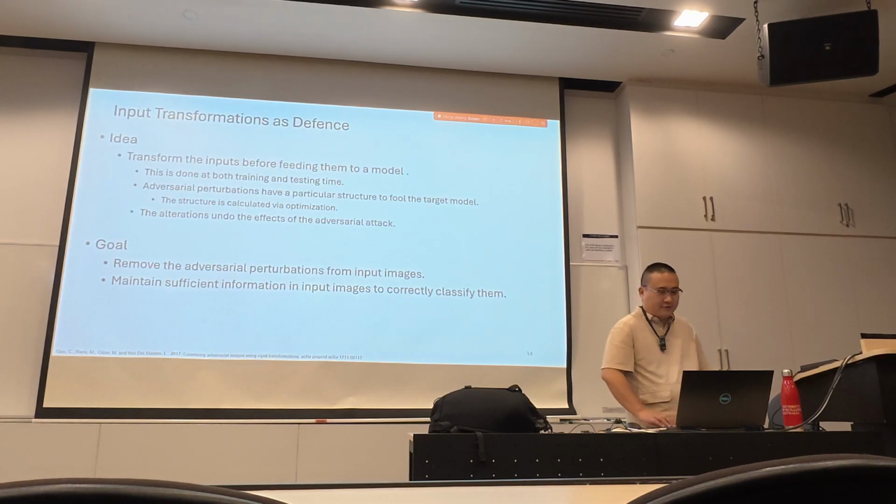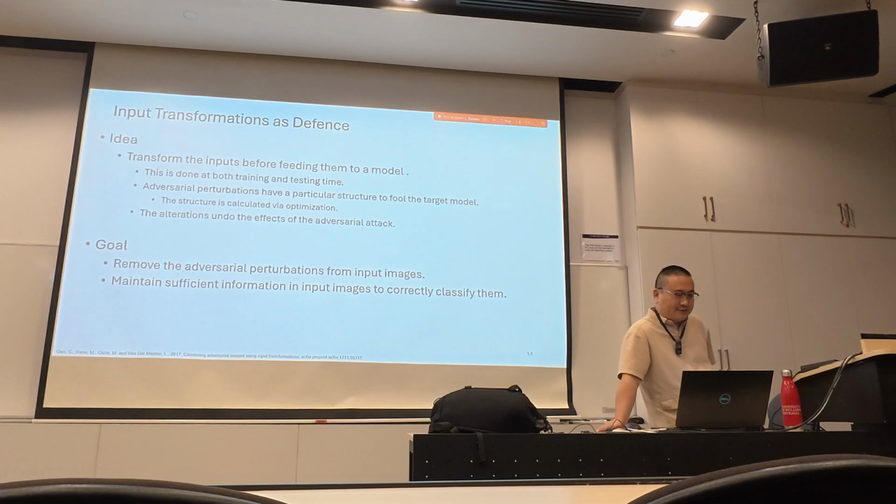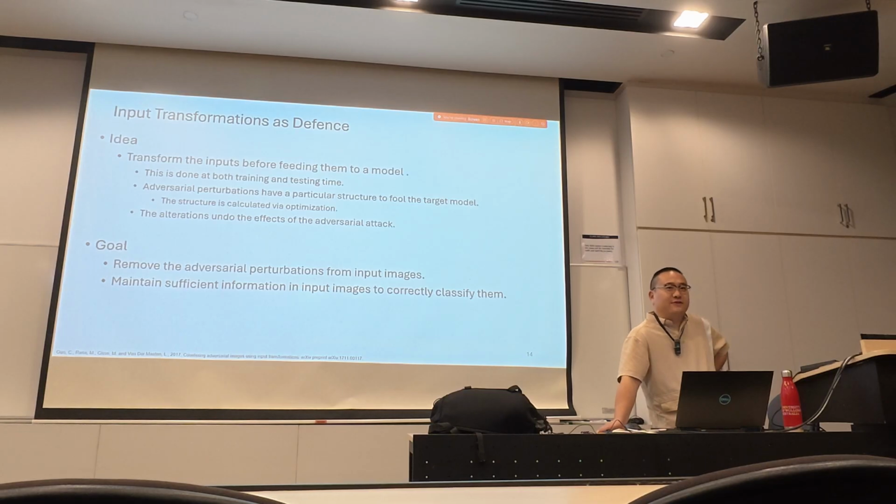Okay, so we have talked about adversarial training. For adversarial training, the goal is that we train a model that is robust against adversarial attacks. Then we can have another defense, which is to use input transformations as defense. The idea is that we transform the inputs before feeding them to a model. Given the image, for image classification, we can rotate the image, or flip the image, or, for example, change the brightness of the image before we feed the image to the model.